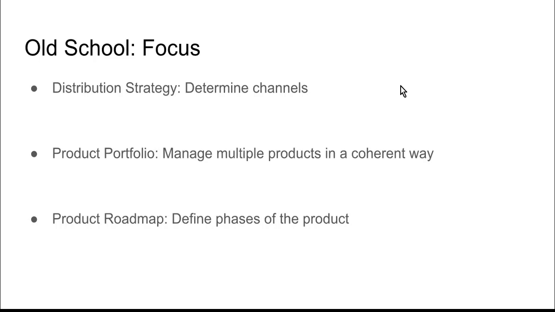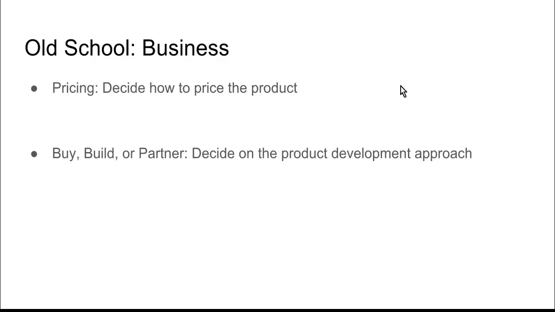And then the product roadmap. You're going to develop the product. There are going to be various phases. Different features will be released at the end of every phase. That's the product roadmap. The business itself, the business model, pricing.